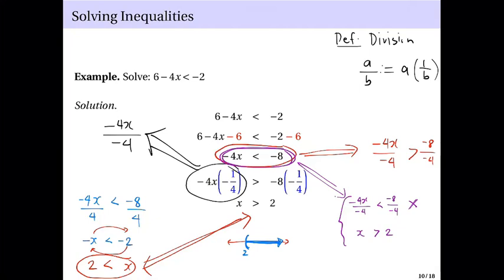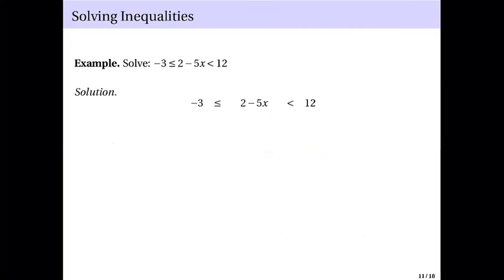Now, let us go to this example here. We have a chain of inequality. We have -3 less than or equal to 2 minus 5x less than 12. So notice we have two inequalities here, and in the middle, we have the expression with the variable.